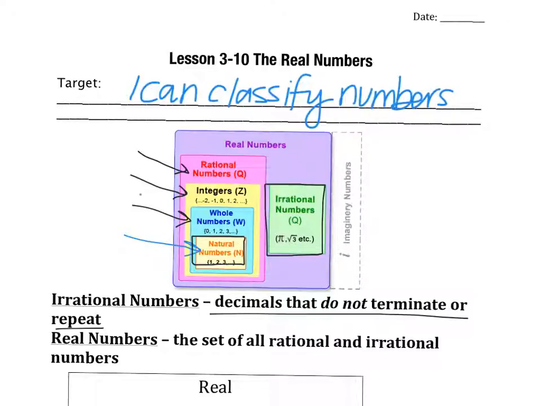So like the number pi, and also like the square root of any number that's not a perfect square. So like square root of 17, square root of 19, square root of 20. Those would be irrational numbers. They go on forever without repeat. The real numbers are the set of everything. So all the rational, all the irrational, all the ones that we've spoken of so far.